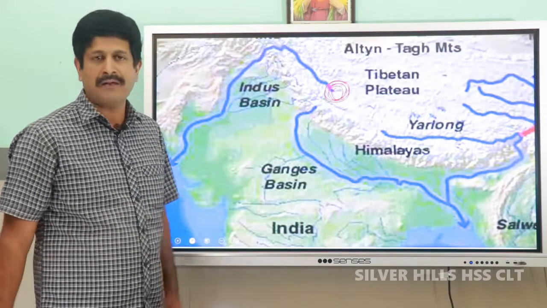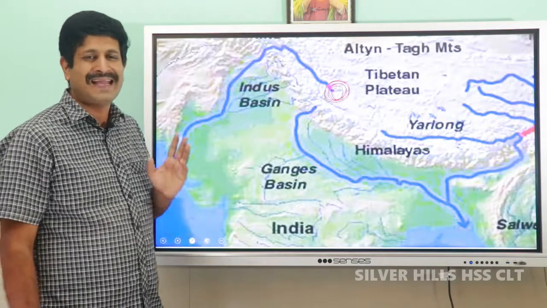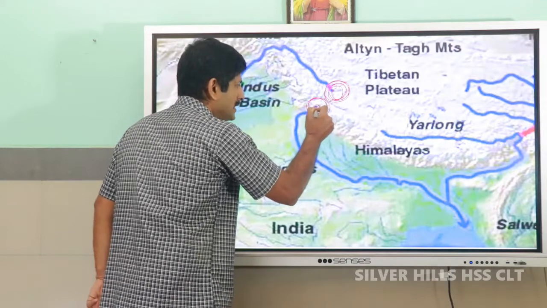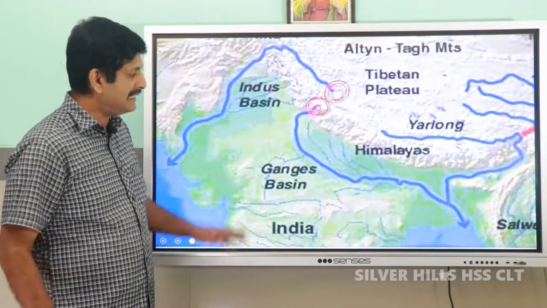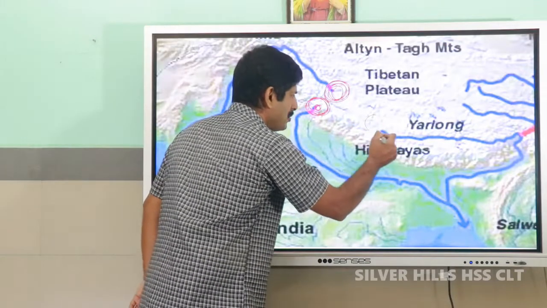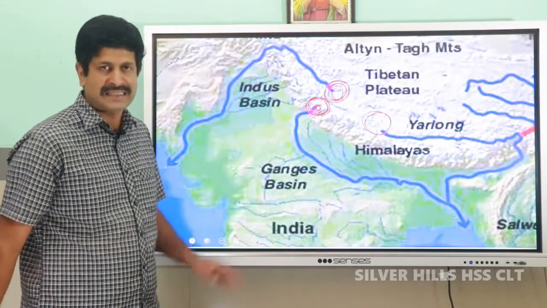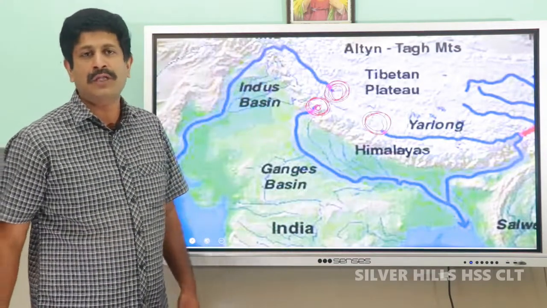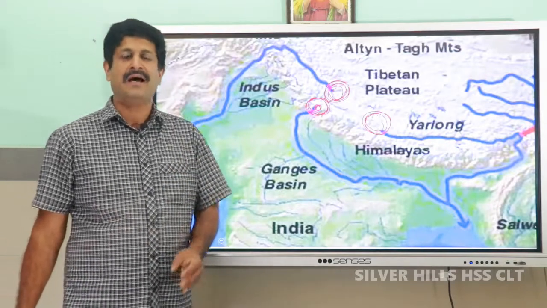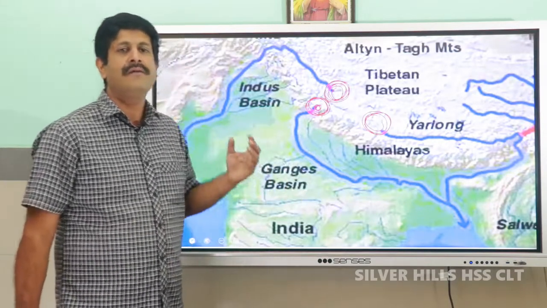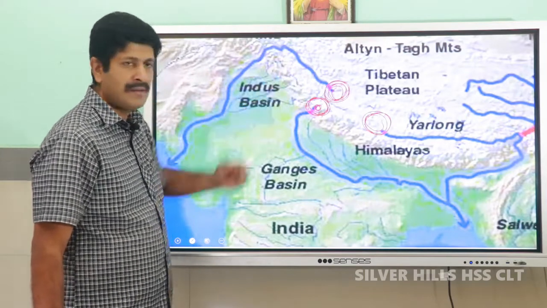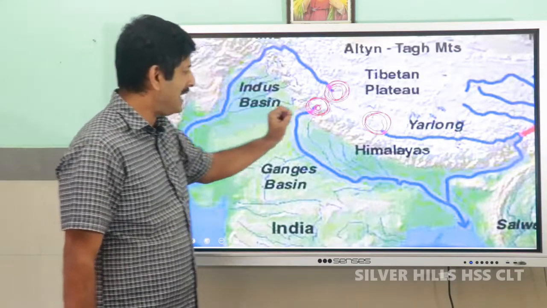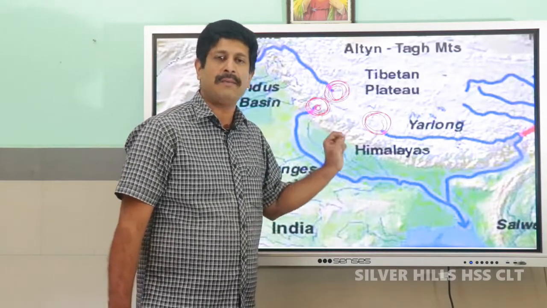The second important river of India, the Ganges, starts from the Gomukh caves. This is the origination point, the Gomukh. And the third one is the Brahmaputra, which originates from the Chemayungdung glacier. These are the important three rivers. One is Indus, from Manasarovar, Ganges from Gangotri glacier, and the third one Brahmaputra from Chemayungdung.